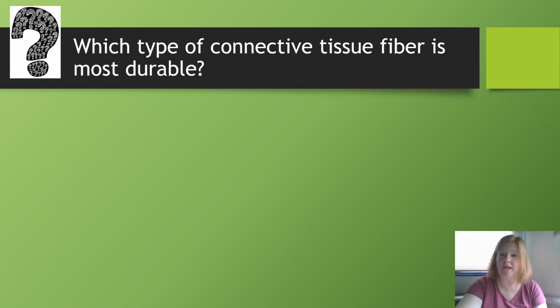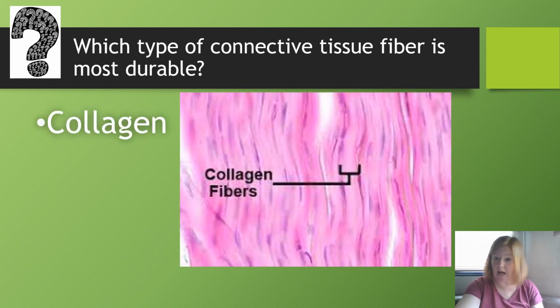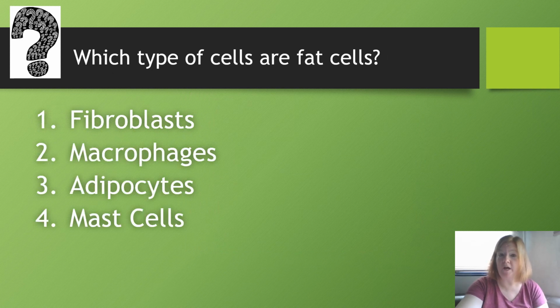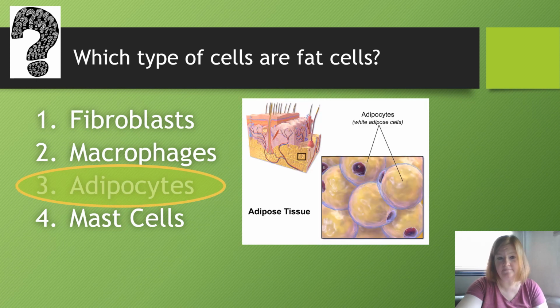So which type of connective tissue fiber is most durable? That's the collagen fiber, right? Thick, not branched. Which type of cells are fat cells? Adipocytes.